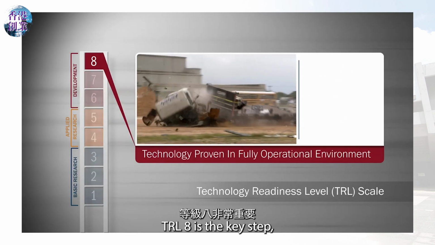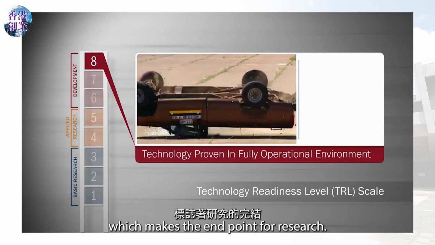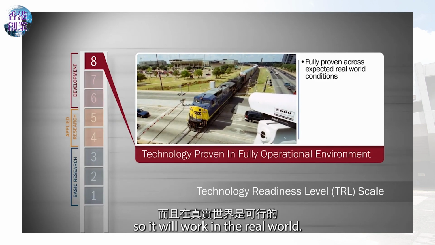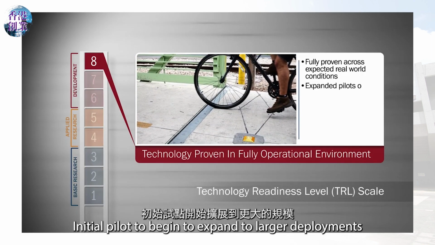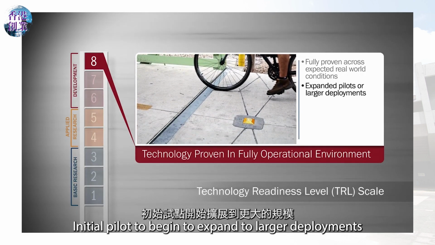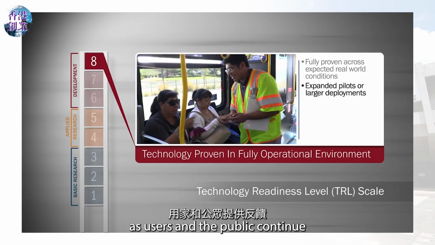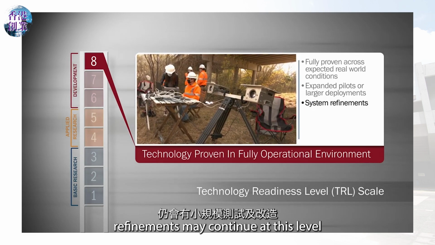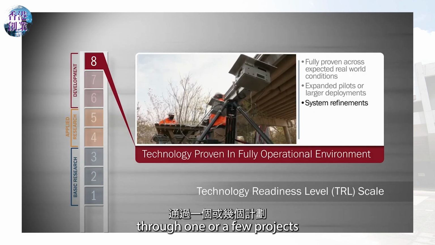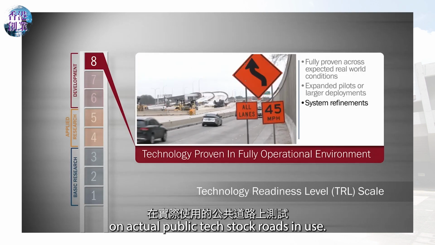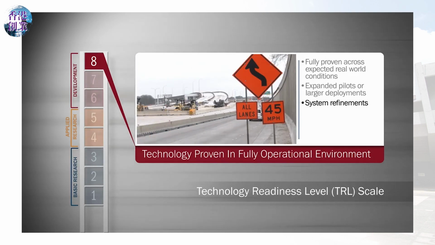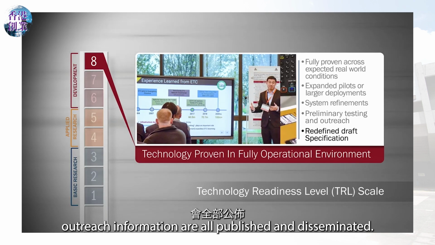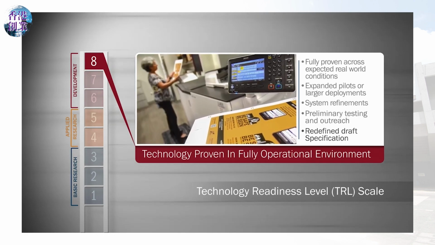TRL 8 is the key step which makes the endpoint for research. We have fully proven the idea and developed it so it will work in the real world. Initial pilots begin to expand to larger deployments as users and the public continue to provide feedback. Some testing and refinements may continue at this level through one or a few projects on actual public TxDOT roads in use. How-to documentation, training, and outreach information are all published and disseminated.